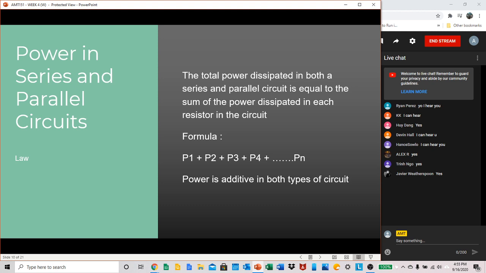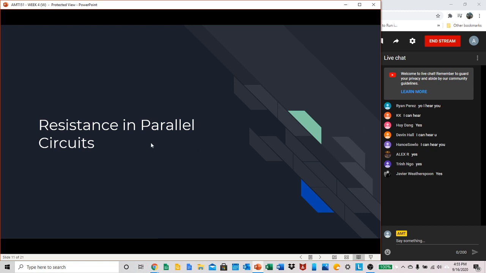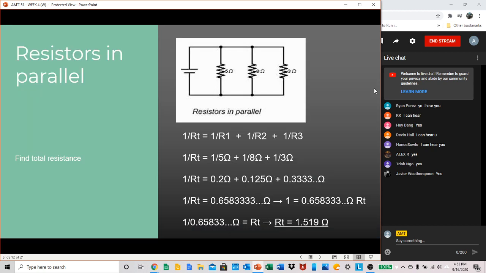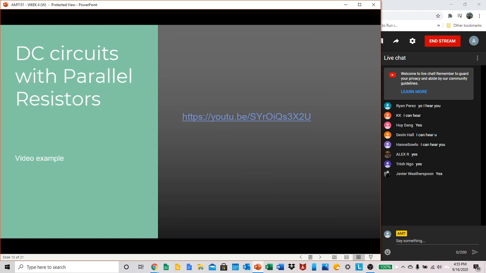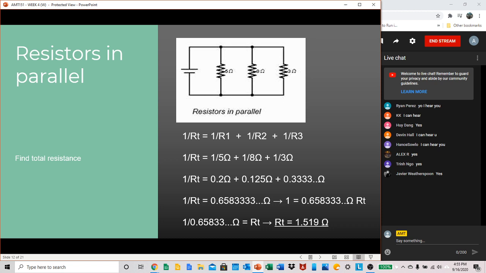We're going to go through some examples with resistance in parallel and series and the differences in those, but power is additive in both of those circuits. So, resistance in parallel circuits. Resistors in parallel: let's say we want to find total resistance. We've gone through resistors in series before, and we've found total resistance, or RT. I have a couple of examples for you guys, and I also have a video that has a couple more examples. So I have one here on your slide.